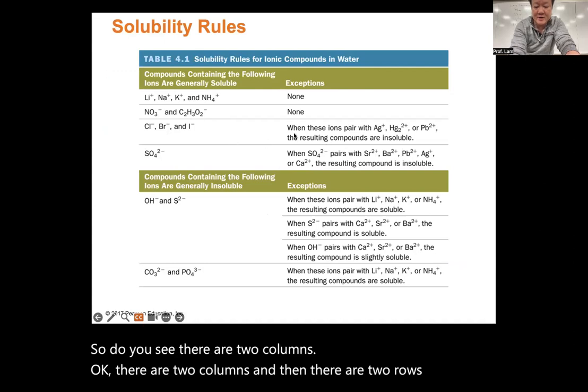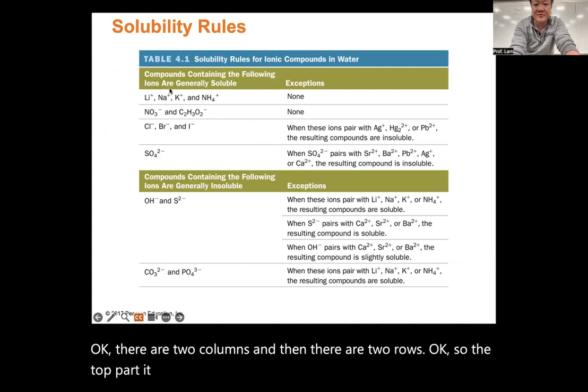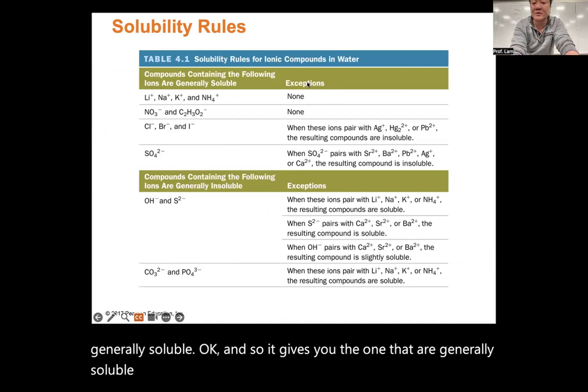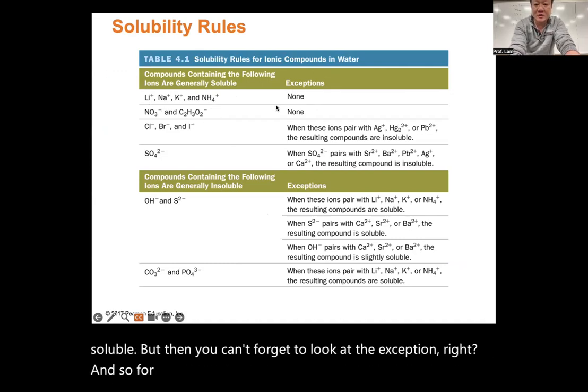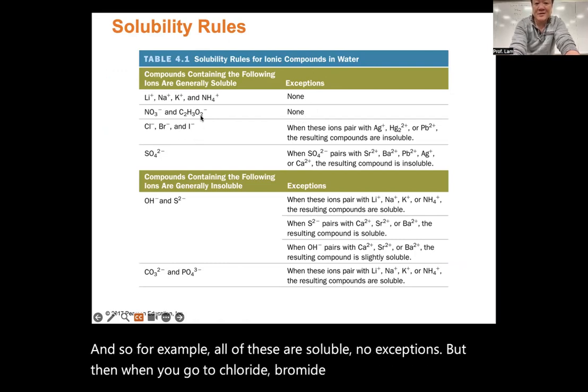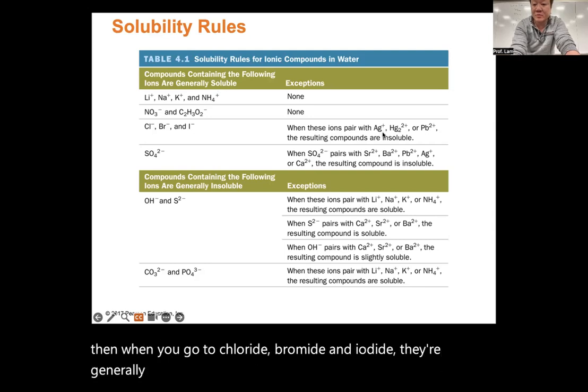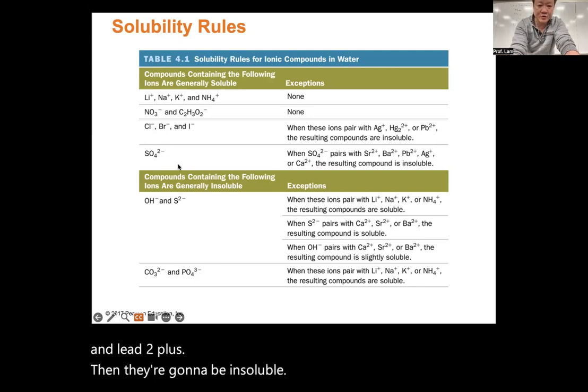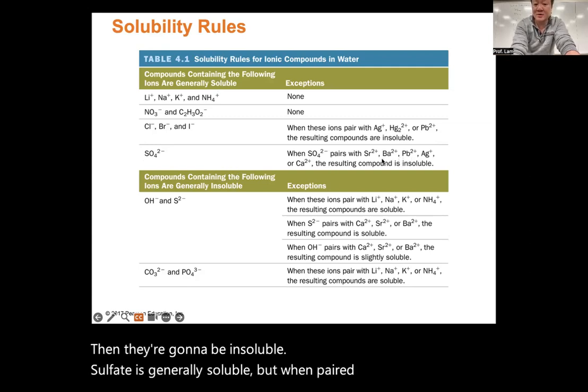There are 2 columns, and then there are 2 rows. So the top part says compounds containing the following ions are generally soluble. And so it gives you the ones that are generally soluble, but then you can't forget to look at the exceptions. For example, all of these are soluble, no exceptions. But when you go to chloride, bromide, and iodide, they're generally soluble except for when they're paired with silver plus and lead 2 plus, then they're going to be insoluble. Sulfate is generally soluble, but when paired with these, it's insoluble.